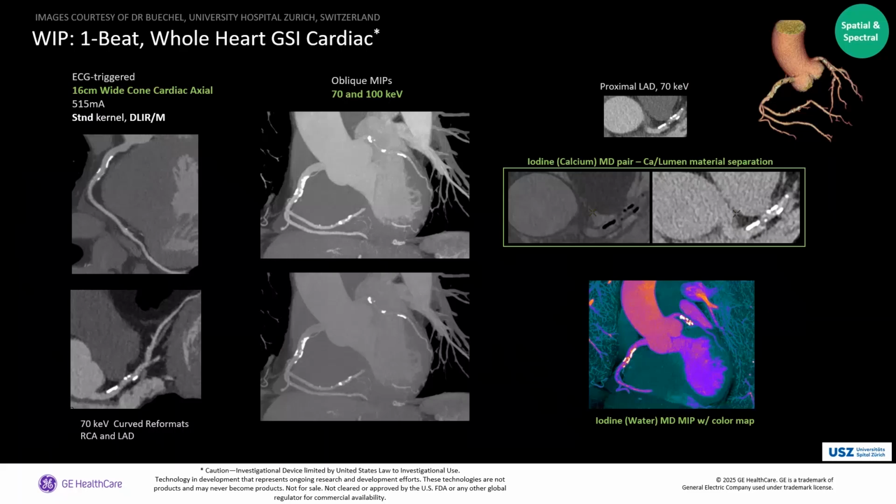Another example, whole heart spectral cardiac, providing spectral cardiac imaging so you can vary monochromatic energy levels, like in that middle picture, being able to push up that keV and help moderate calcium blooming, or generate different material images to remove calcium or remove iodine through the natural capabilities of material decomposition techniques, or be able to create iodine overlays for the heart.